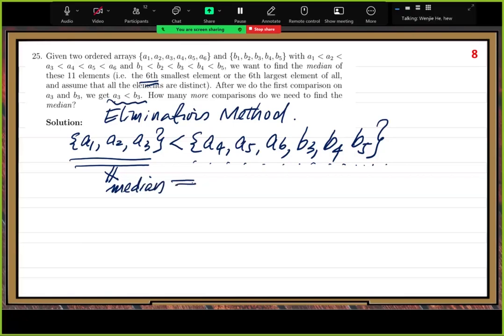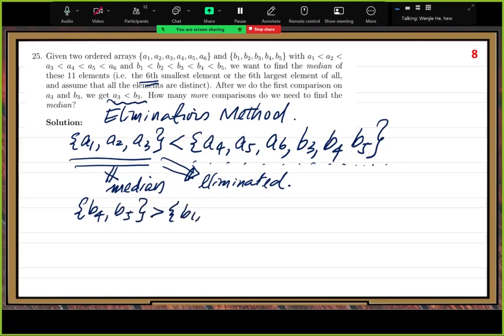That means these 3 elements can be eliminated. Gone. Okay? All right. Then, from the other side, B4 and B5 are greater than B1, B2, B3.